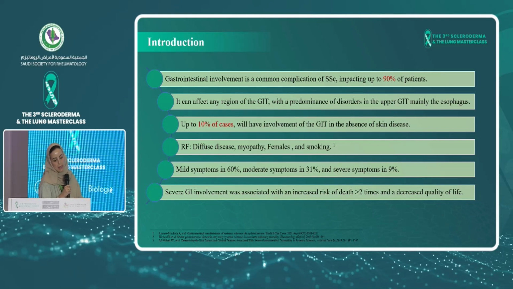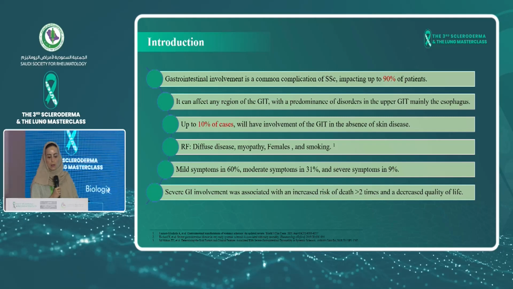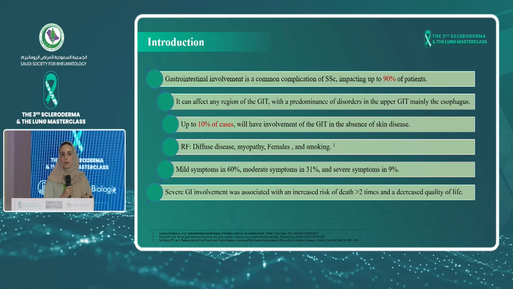Risk factors, as expected: patients with diffuse disease will have more GI involvement. Myopathy, female gender, and smoking were reported as the main risk factors for developing GI disorders. Fortunately, the majority of GI complications are mild in 60%, with severe symptoms only contributing to 9%. But even if it's 9%, it's still too much, because these severe GI complications were associated with increased risk of death more than 2 times.